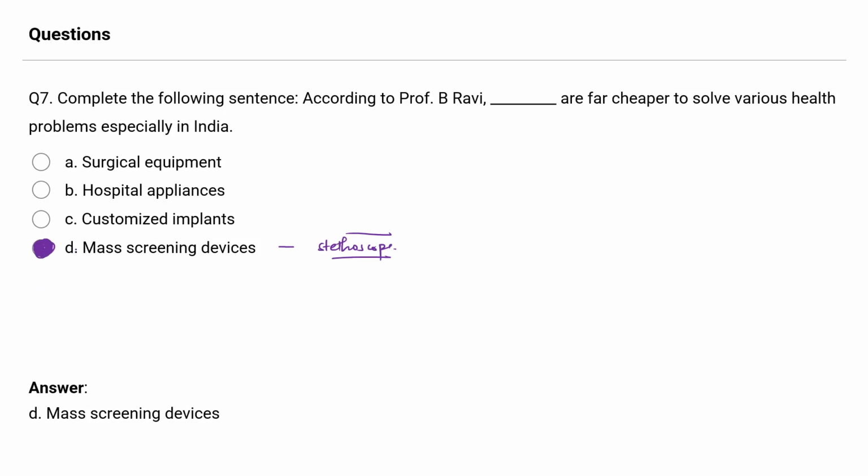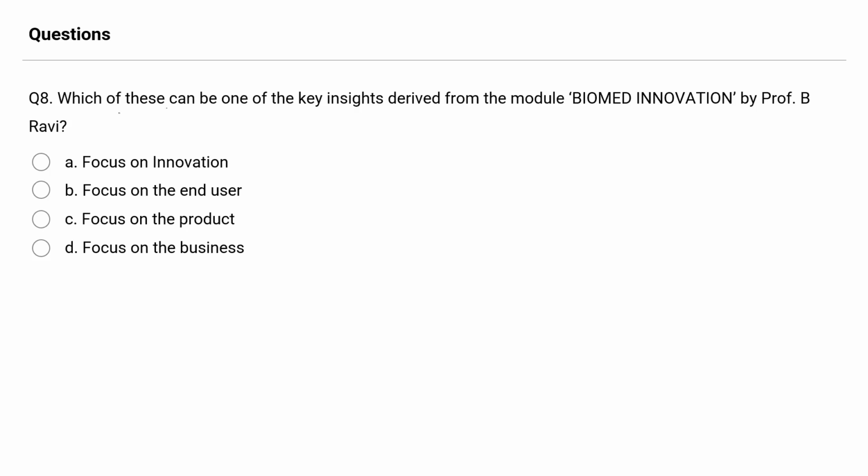Let's go to our eighth question. Which of these can be one of the key insights derived from the module Biomed Innovation by Professor Ravi? हम key insights की बात कर रहे हैं. Is it the focus on innovation, focus on the end user, focus on the product, or focus on the business? Again, as per Professor, remember the context. Context बहुत important है. What are the key insights?